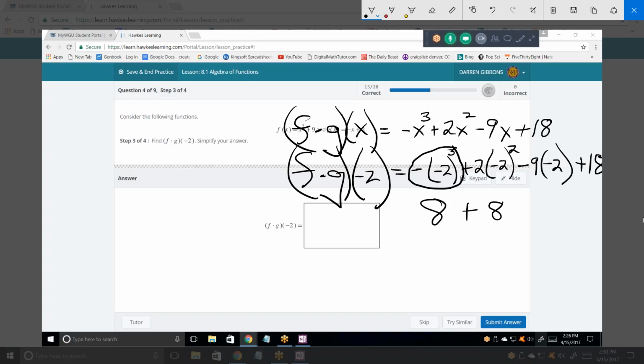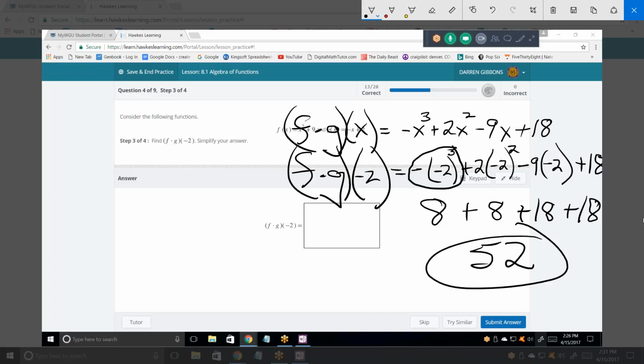Minus. Now here we have two minuses that are going to turn into a plus. So plus 81. Plus 18, and then plus another 18. So that is 36 plus 16, 52. That's assuming this is what they meant. Let me just check our math here. So that was minus 8. Two minuses became plus. Okay, I think we're right. 52.